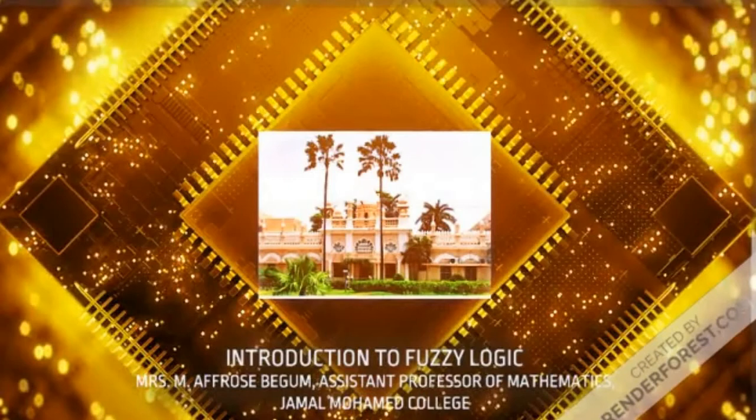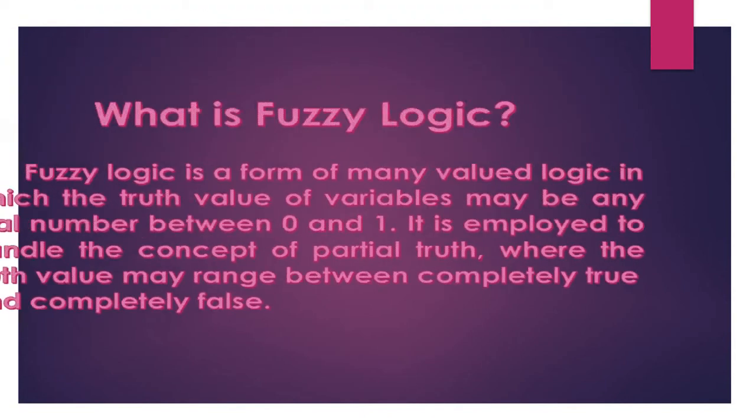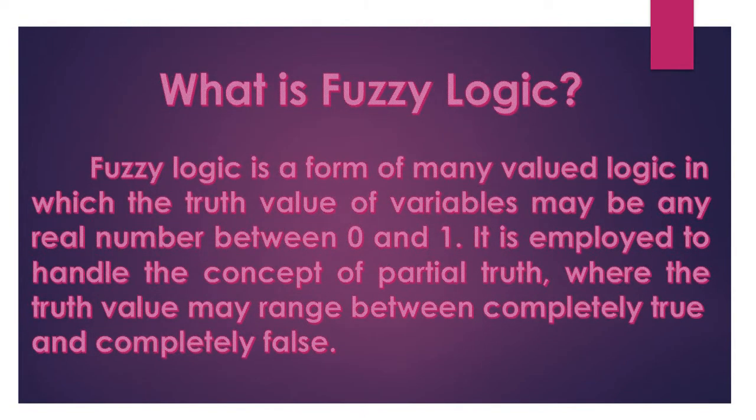In this section, I am going to tell you about fuzzy logic and how to use fuzzy logic. What is fuzzy logic? Fuzzy logic is a form of many-valued logic in which the truth value of variables may be any real number between 0 and 1. It is employed to handle the concept of partial truth, where the truth value may range between completely true and completely false.